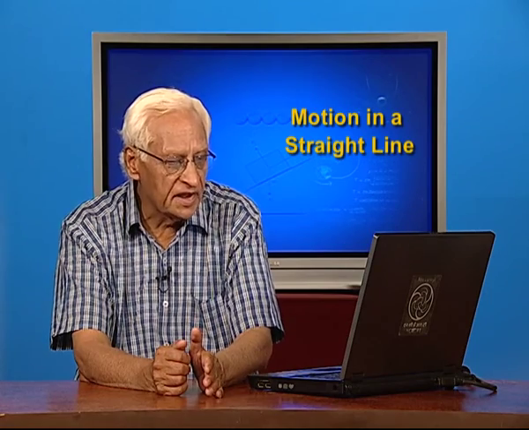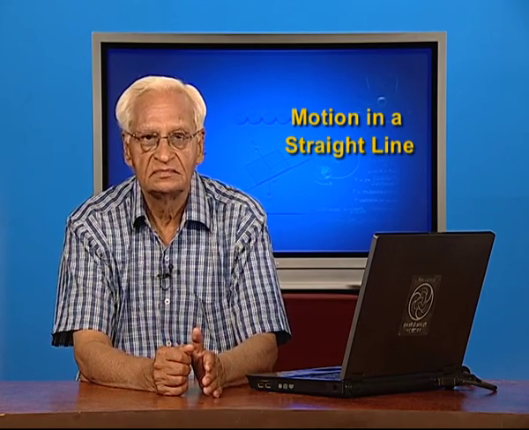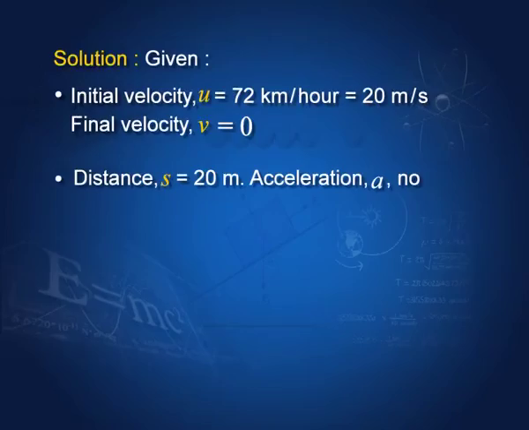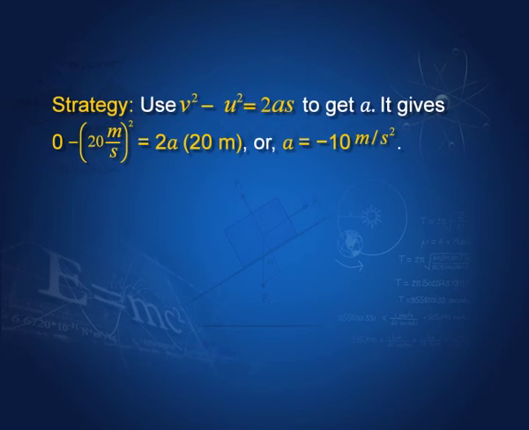What time did he take to come to rest? Now, what are given? We are given the initial velocity u, which is 20 meters per second. We are given the final velocity 0 because he comes to rest, and we have to find the time t. So, we use the equation v square minus u square equal to 2 a s.